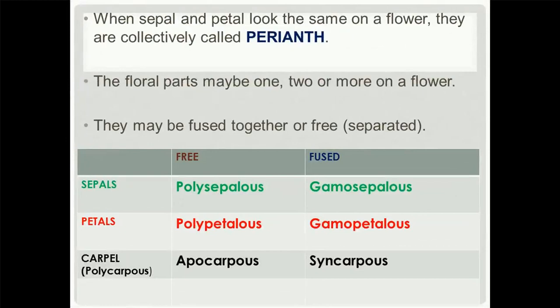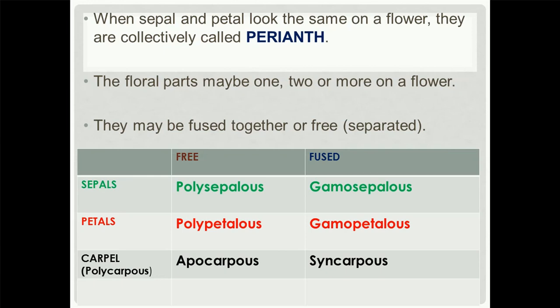Now take note that when sepal and the petal look the same on the flower, they are collectively called perianth. Now the sepals are the green part of the flower, the petals are the colorful part of the flower, which can be red, purple, pink or otherwise. Now when they look the same on a flower, they are collectively called perianth. Also, the floral parts of a flower may be 1, 2 or even more. Now if there are 2 or more on a flower, they can be fused together or free, meaning united or separated. So let's look at them like this.